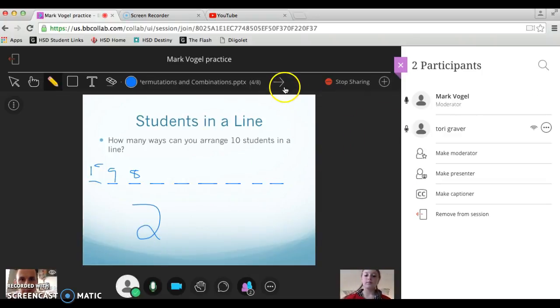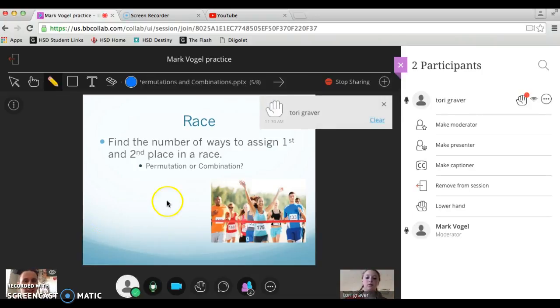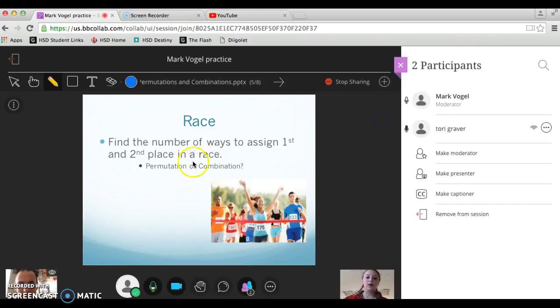Okay, so the next example is very similar to what we're talking about, how many people you could finish in a race. So if we have 30 people, how many could you assign first and second place? Anybody know if this is a permutation or combination? Tori, what do you think? Well, you make 2 lines. Good. And does the order matter here? First and second place? Yes, this one's going to be a permutation.